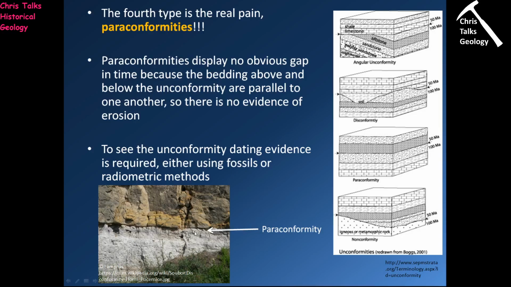The only way you know there's an unconformity here is if you can date this rock and this rock. So let's say this rock is 75 million years old, this rock is 70 million years old. That means this unconformity represents 5 million years of lost rock. So the rock that was there was eroded away and it's gone.